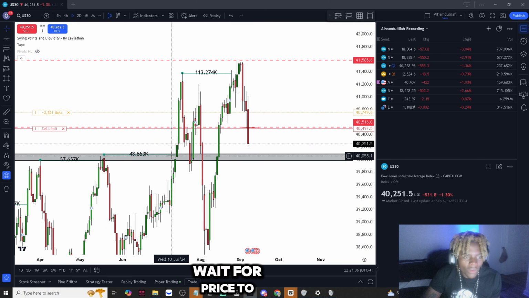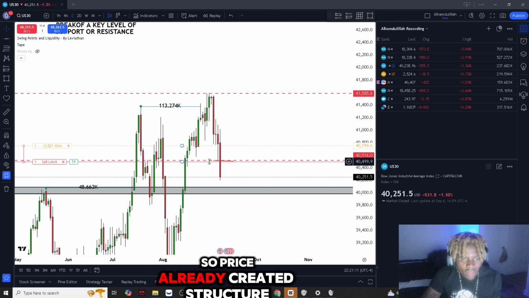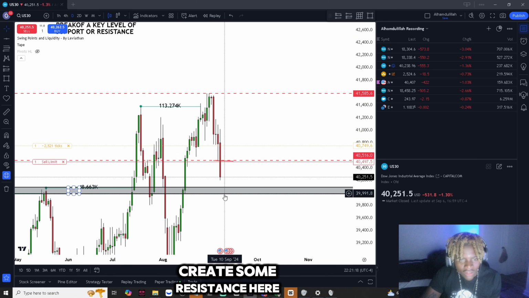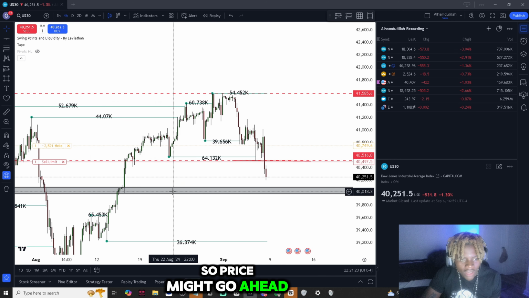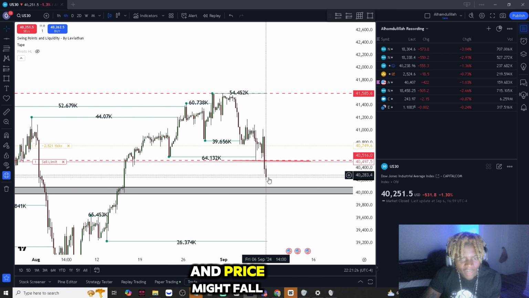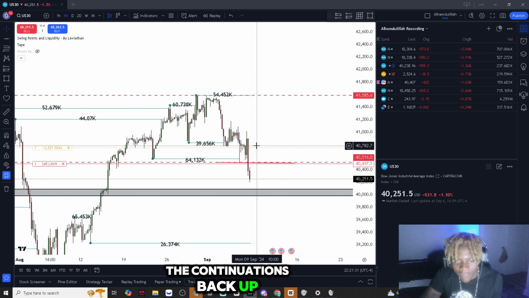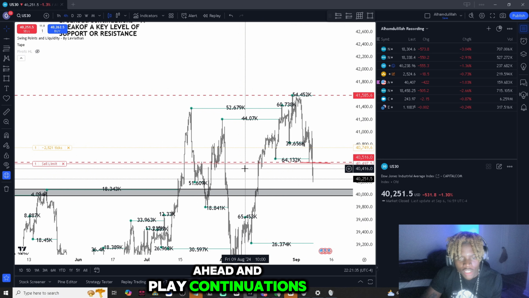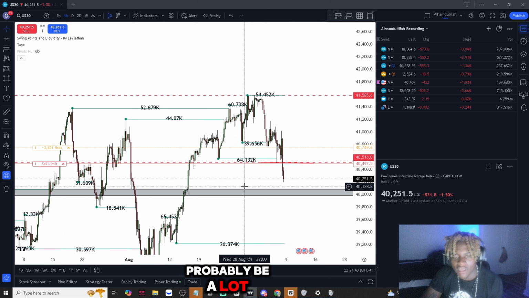You can wait for price to create structure, or you can do this: if price already created structure within itself, and I see that price has potential to bounce here, you could wait for price to bounce, create some resistance here, since we know that this key zone works. So price might bounce and create resistance up here, fall back down, and then you can take the breakout setup again for the continuations back up. You can just be a little bit more patient if you want to play continuations and breakouts. But one thing I'm going to tell you about breakouts is that your win rate will probably be a lot higher.